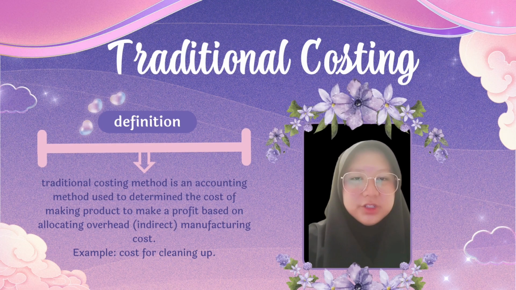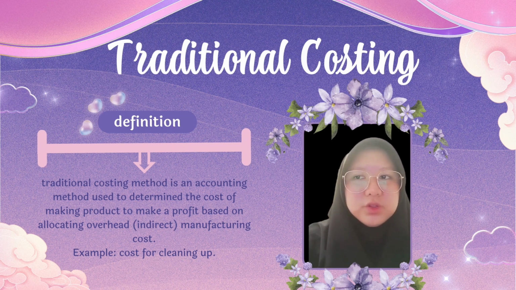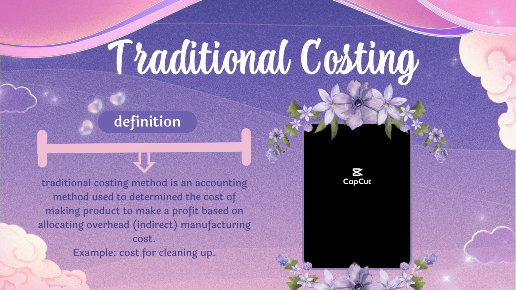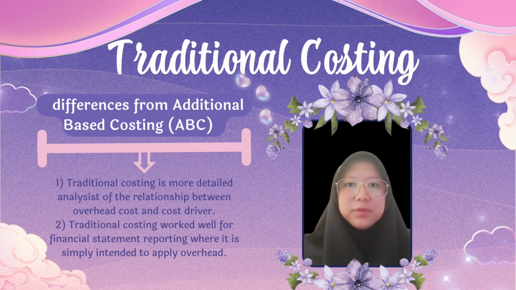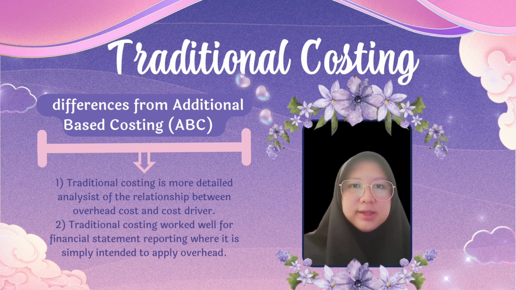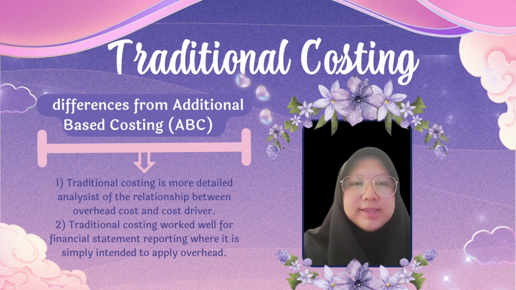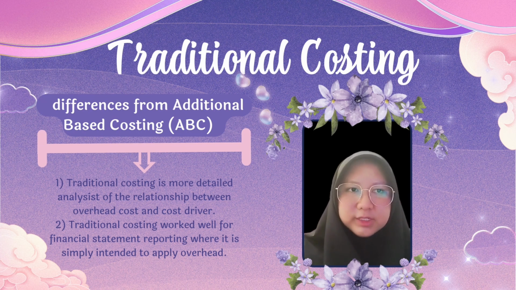Traditional costing method is an accounting method used to determine the cost of making a product to make a profit based on allocating overhead and manufacturing cost. For example, the cost of cleaning up. The difference between the traditional costing method and ABC is, first, the traditional costing method is less detailed in its analysis of the relationship between overhead cost and cost driver. Secondly, the traditional costing method works well for financial statement reporting, where it is simply intended to apply overhead.